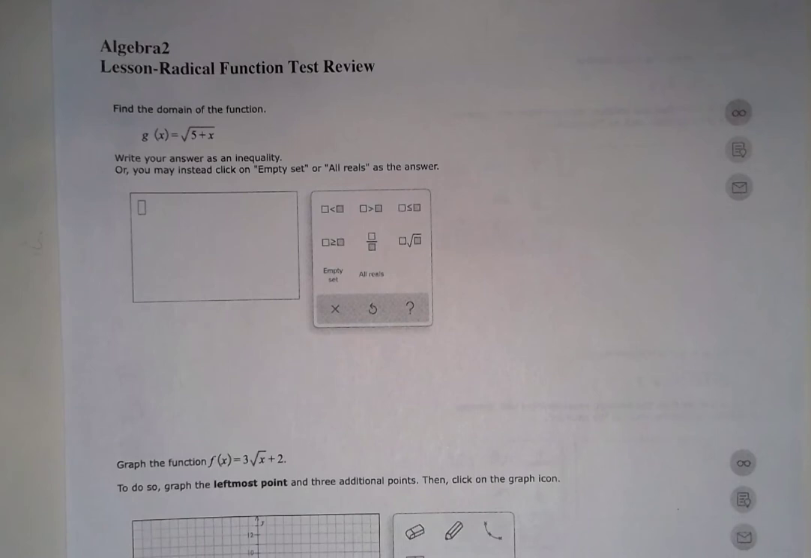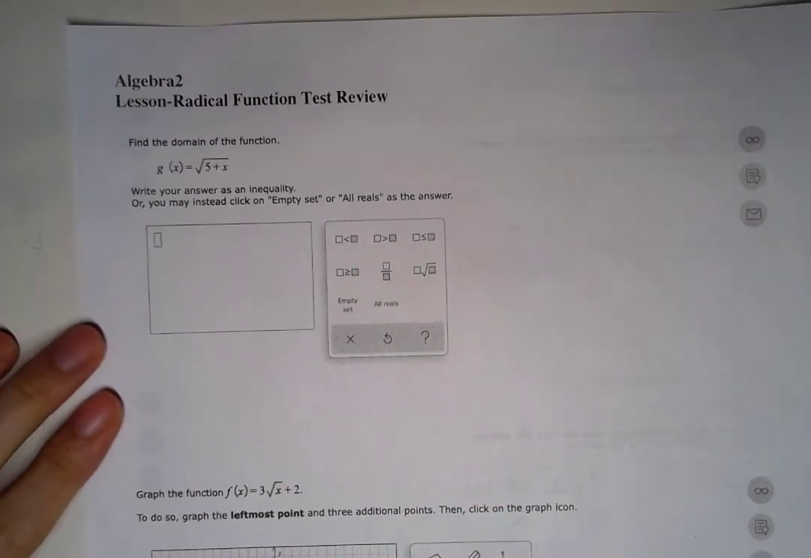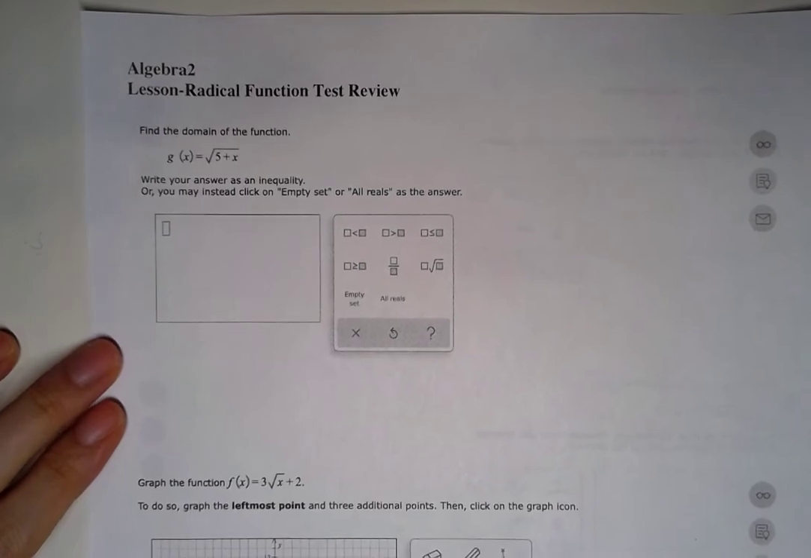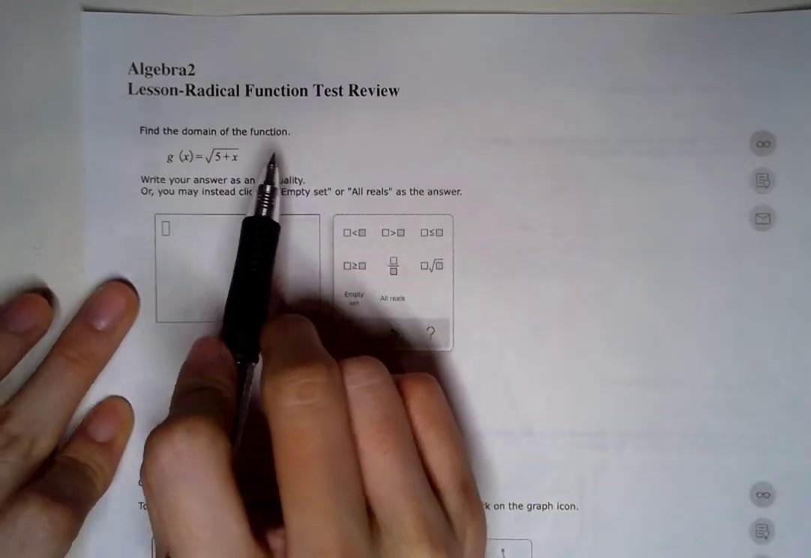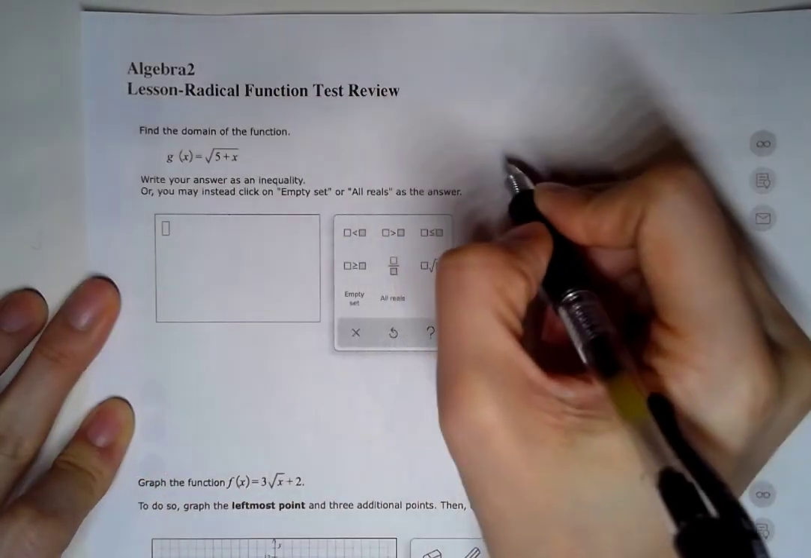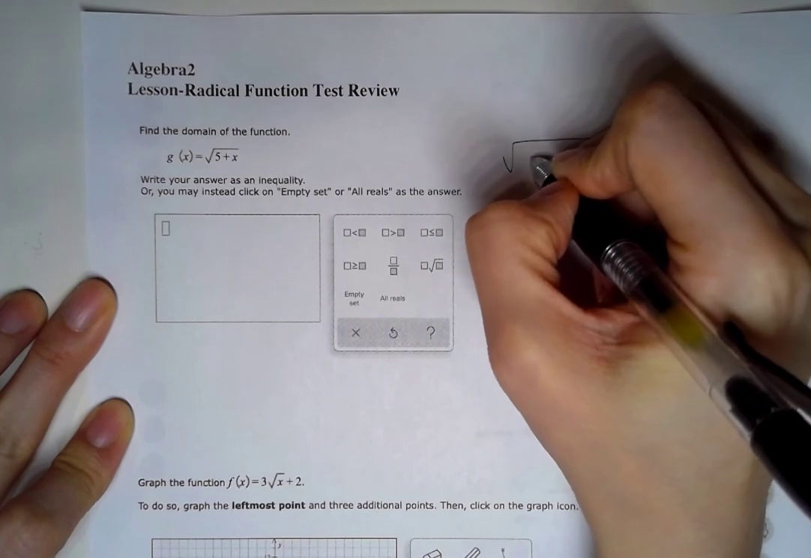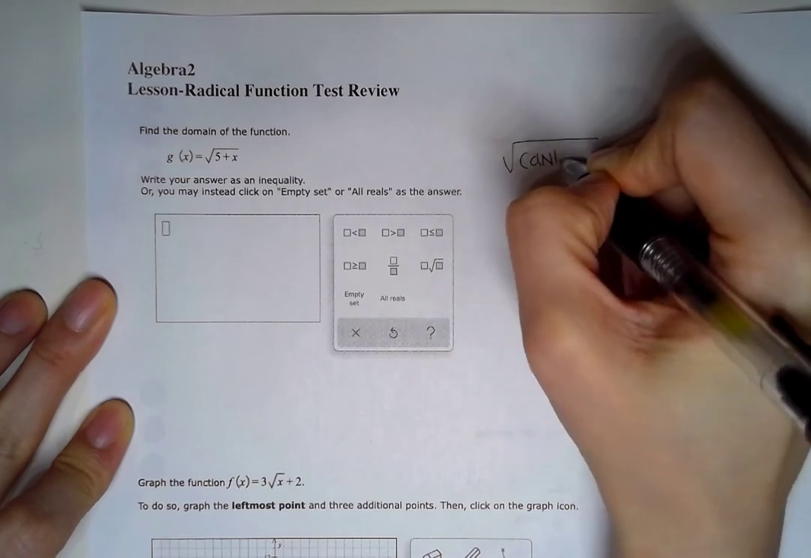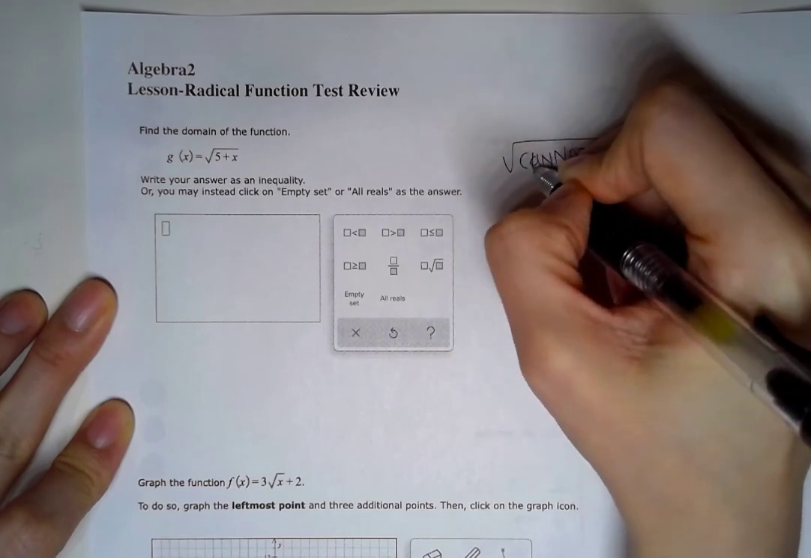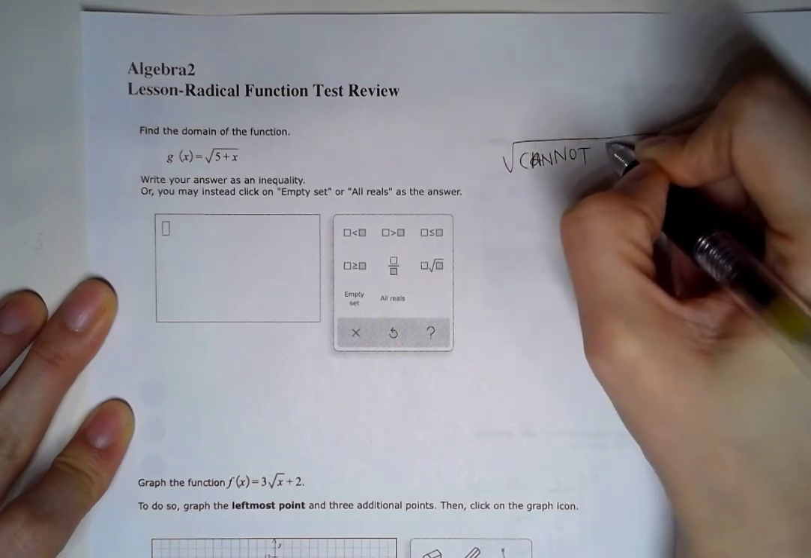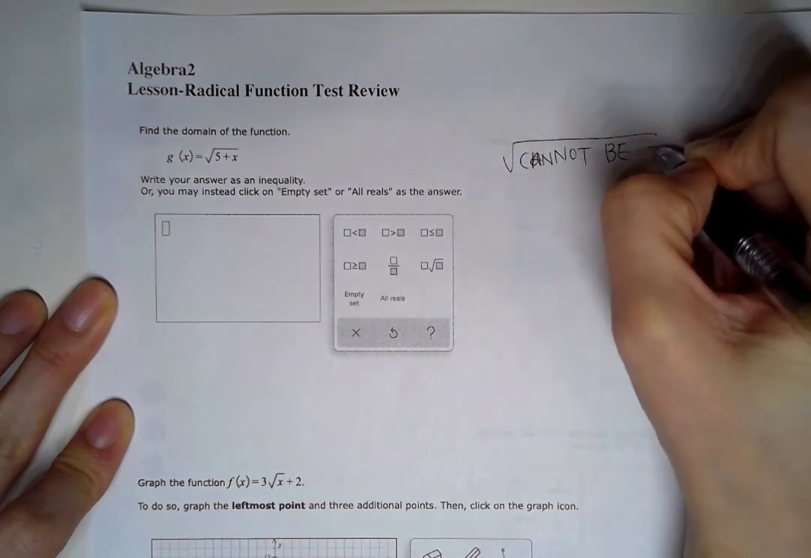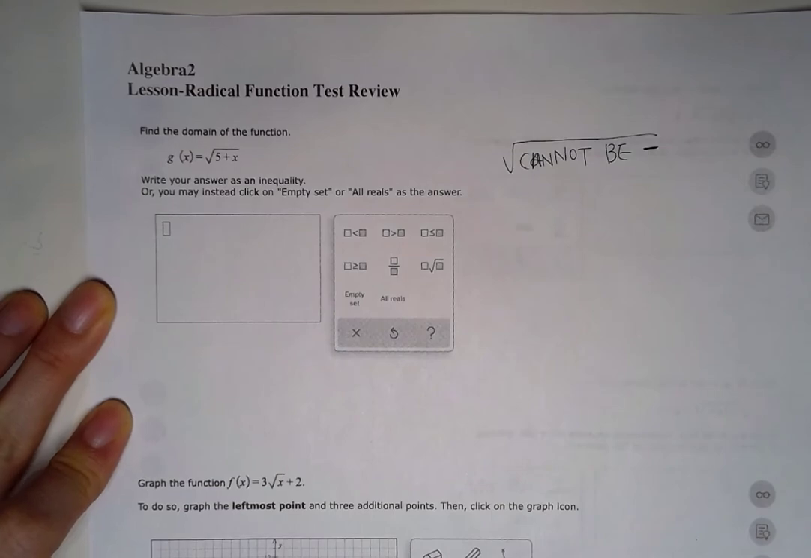Alright, so you will have this, finding domain. I didn't put the range, you just get the domain. So domain is the most important thing, because the inside of the radical cannot be negative. Alright? Cannot be negative.